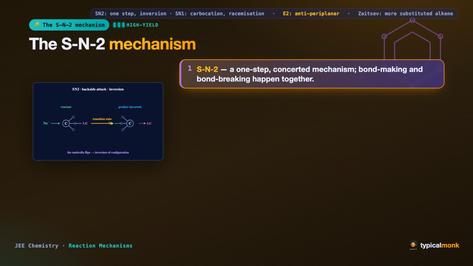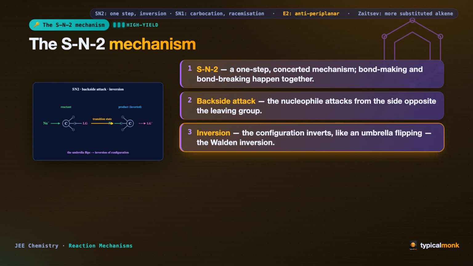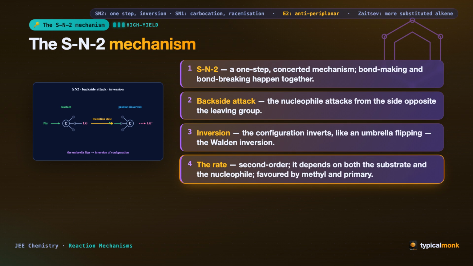Now look at the picture. The SN2 mechanism. SN2. It is a one-step, concerted mechanism. Bond making and bond breaking happen together. Backside attack. The nucleophile attacks from the side exactly opposite the leaving group. Inversion. The configuration inverts like an umbrella flipping in the wind. This is the Walden inversion. The rate. It is second order. It depends on both the substrate and the nucleophile, and it is favored by methyl and primary carbons.